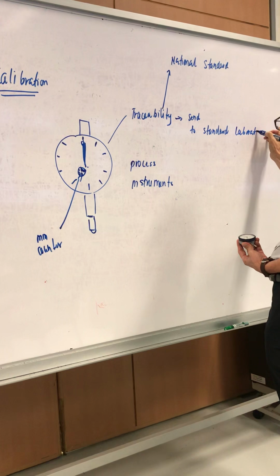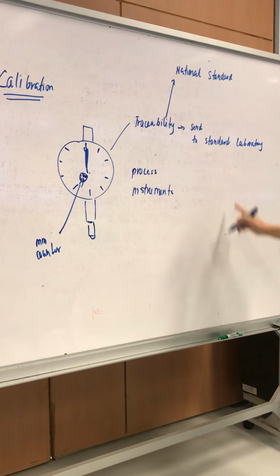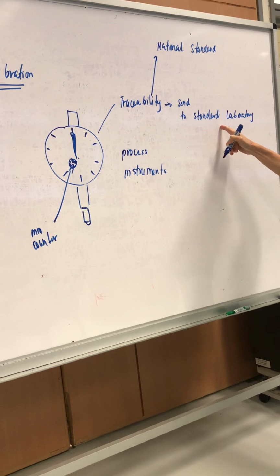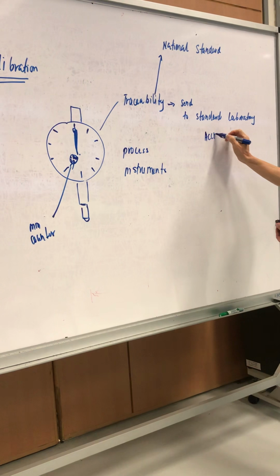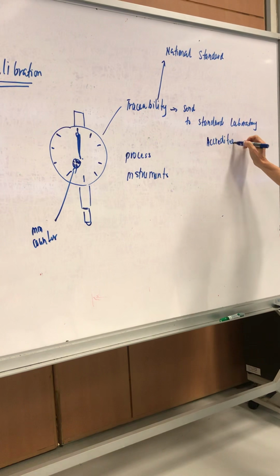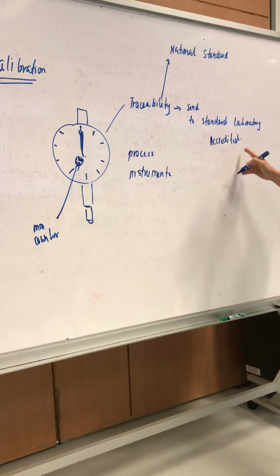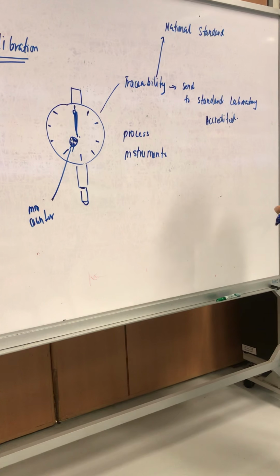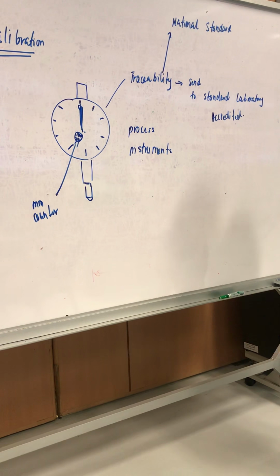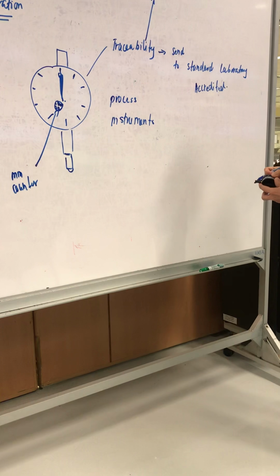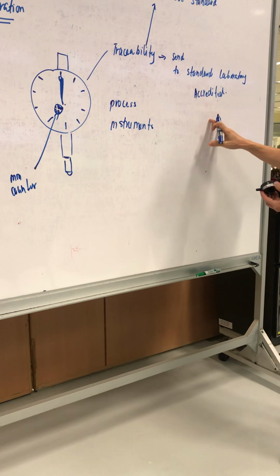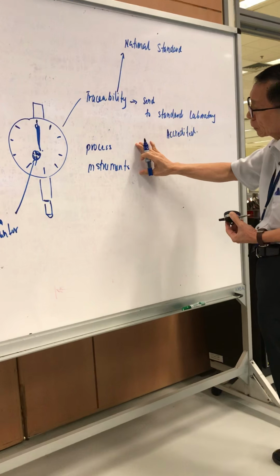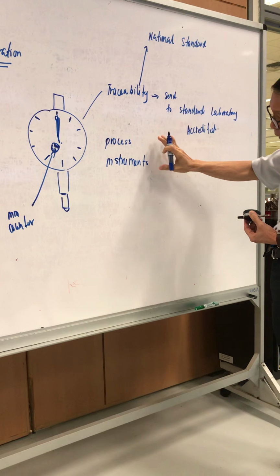So how to know that this standard laboratory is traceable? Make sure that it's accredited. So you need to either send it to Mitutoyo. Mitutoyo is an accredited laboratory. Mitutoyo is a company. Any question?